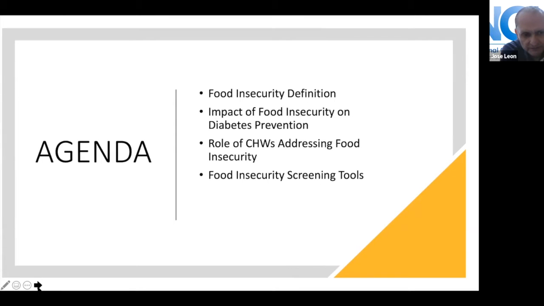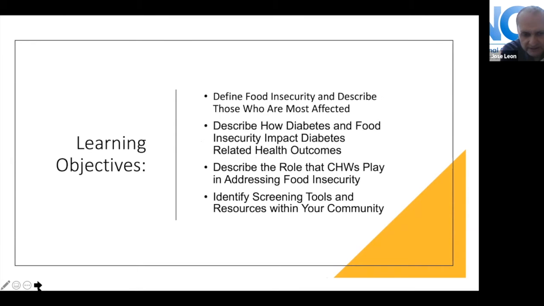Next slide. So the learning objectives for today's session are: we are going to define food insecurity and describe those who are most affected. We are going to describe how diabetes and food insecurity impact diabetes-related health outcomes. We are going to describe the role that CHWs play in addressing food insecurity. Lastly, we are going to identify some screening tools and some resources within the communities. Next slide.